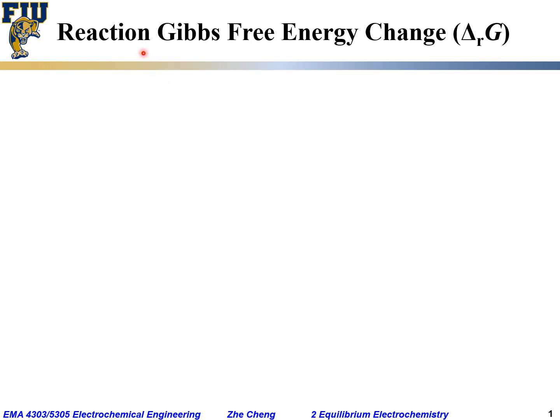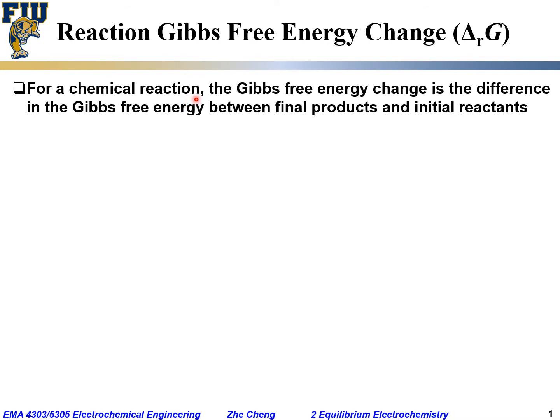For a chemical reaction, we have the so-called reaction Gibbs free energy change, delta RG. For a chemical reaction, the Gibbs free energy change would be the difference in the Gibbs free energy between final products and initial reactants. That will give us the delta RG, or reaction Gibbs free energy change.